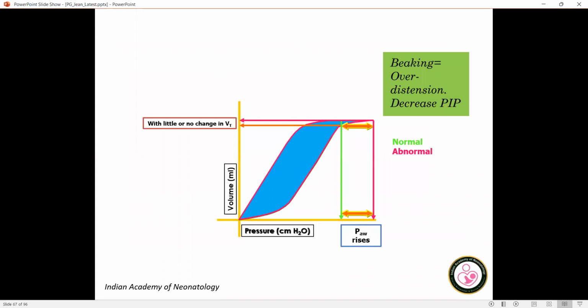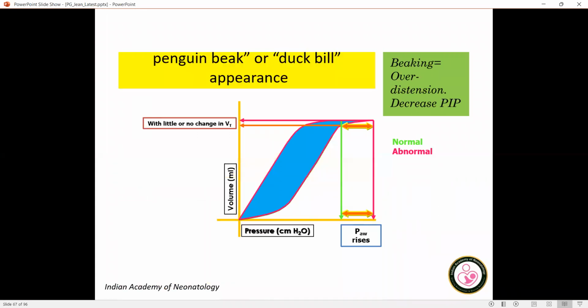So can you tell what has already been shown? So this is what is called a penguin beak or duckbill appearance. We can see the lung has been distended and has reached a beaking point. This is because of over distension.